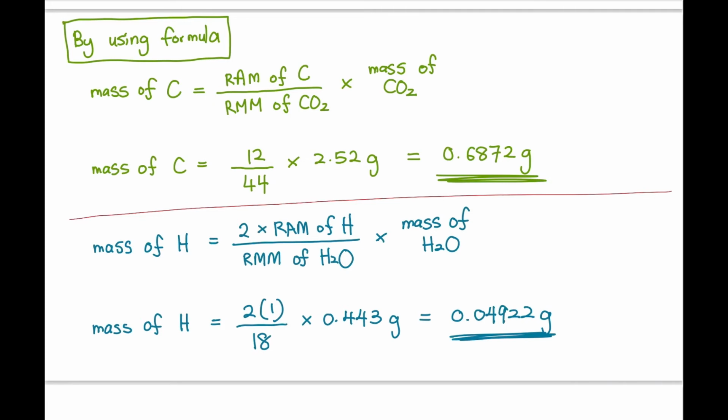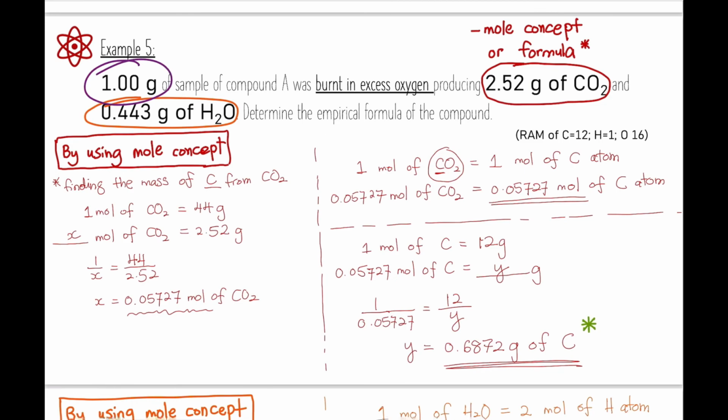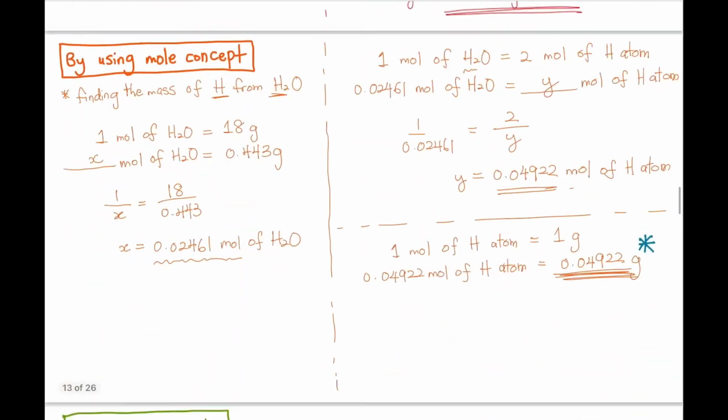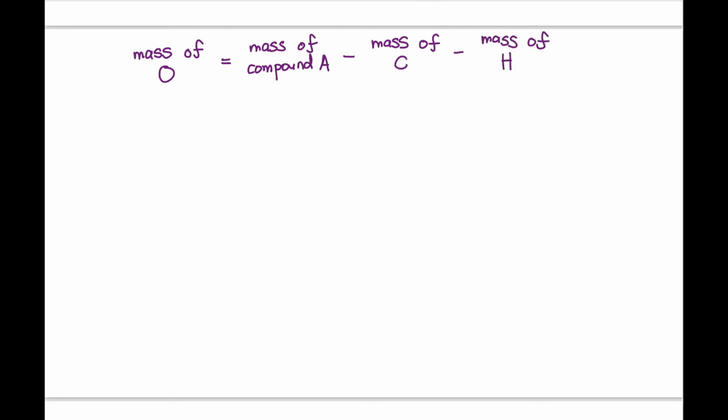The total mass of carbon and hydrogen calculated here is less than 1 gram, the mass of sample A. Therefore, the remaining mass must come from another element present in the compound, which is oxygen. Therefore, the mass of oxygen can be found by subtracting the mass of compound A with the mass of carbon and the mass of hydrogen.